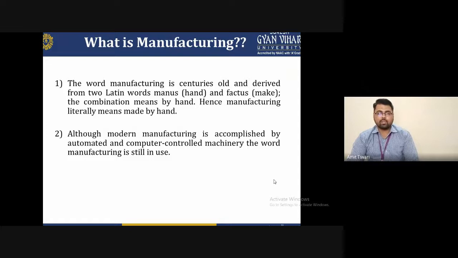Generally, modern manufacturing is accomplished by automated and computer numerical machinery, but the word manufacturing is still in use. In the 21st century, with modernization, most industries have become fully automatic, and machinery, automation and robotics are working in industry rather than human beings.